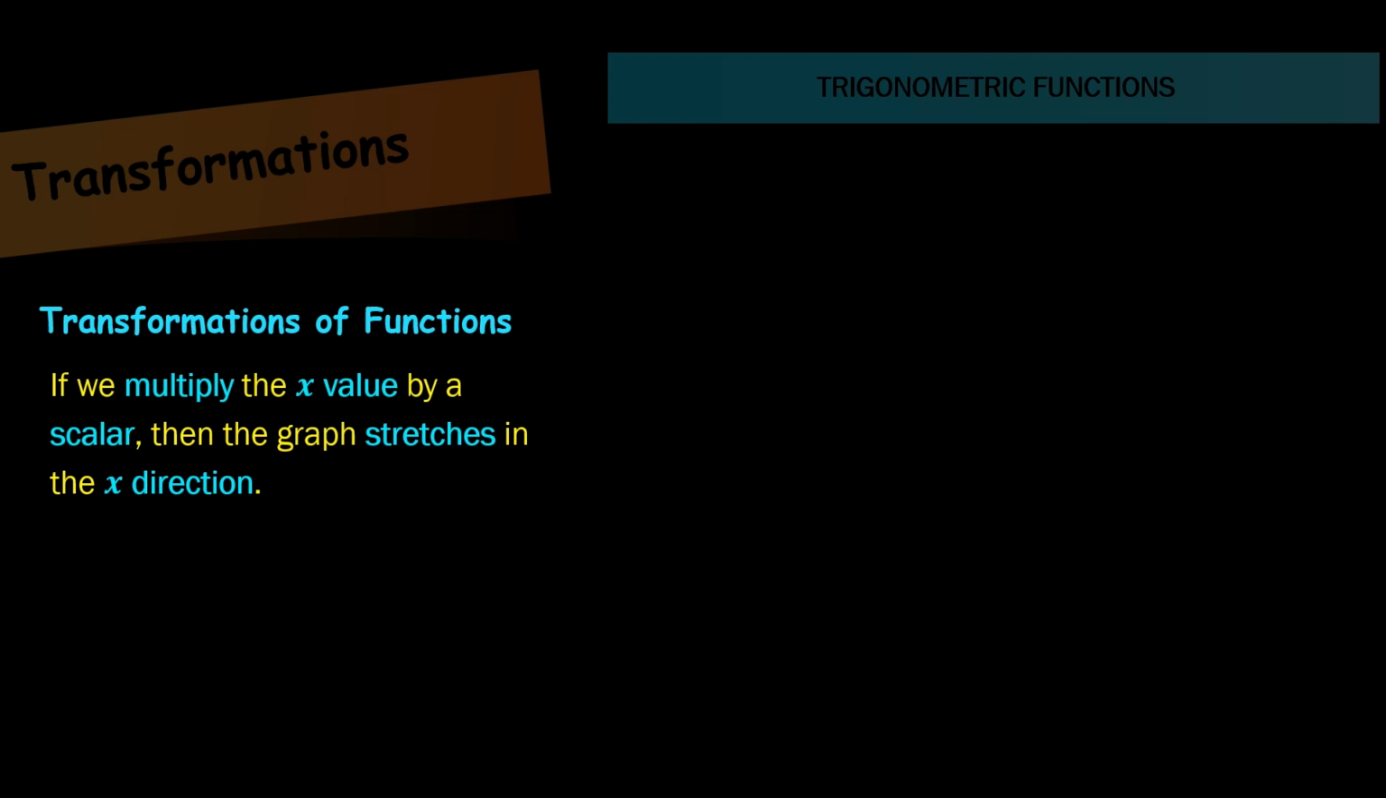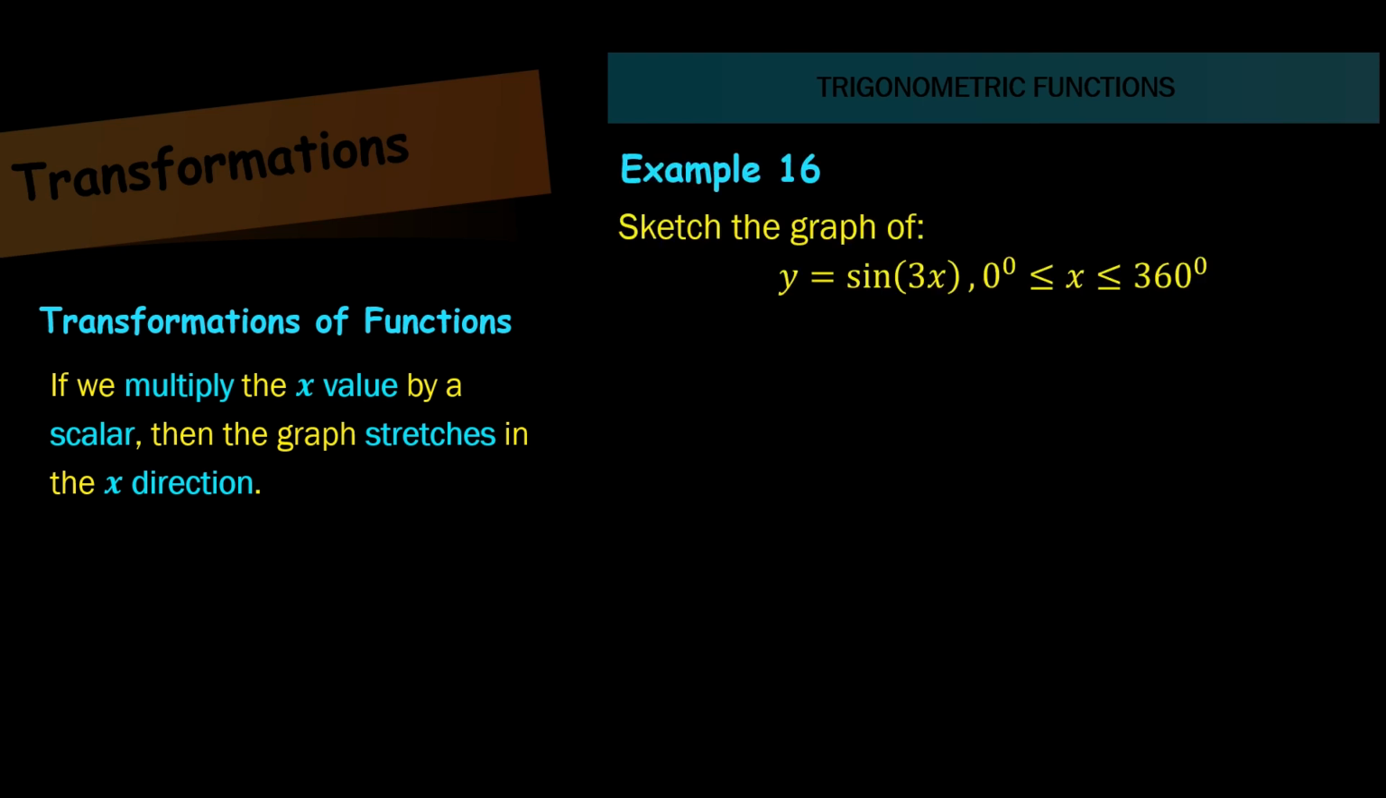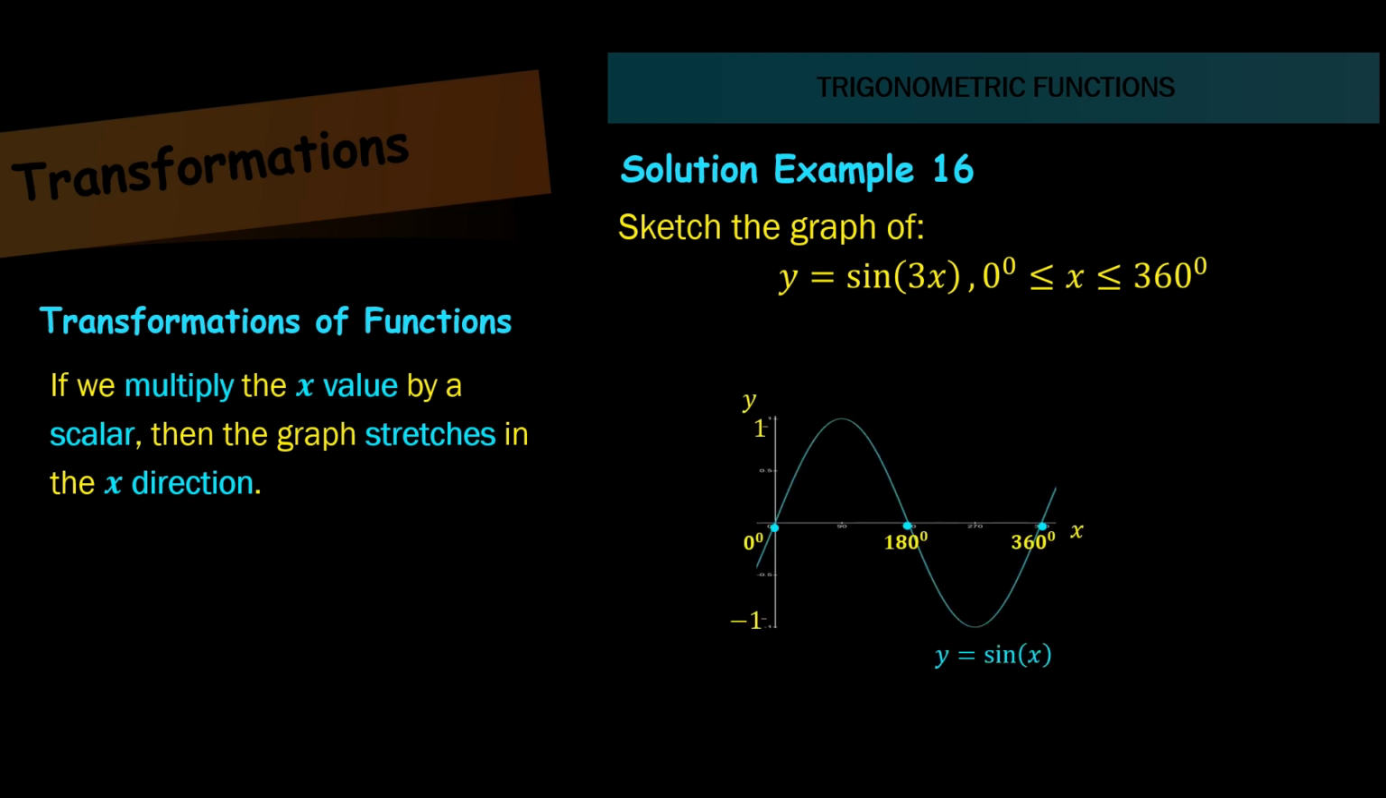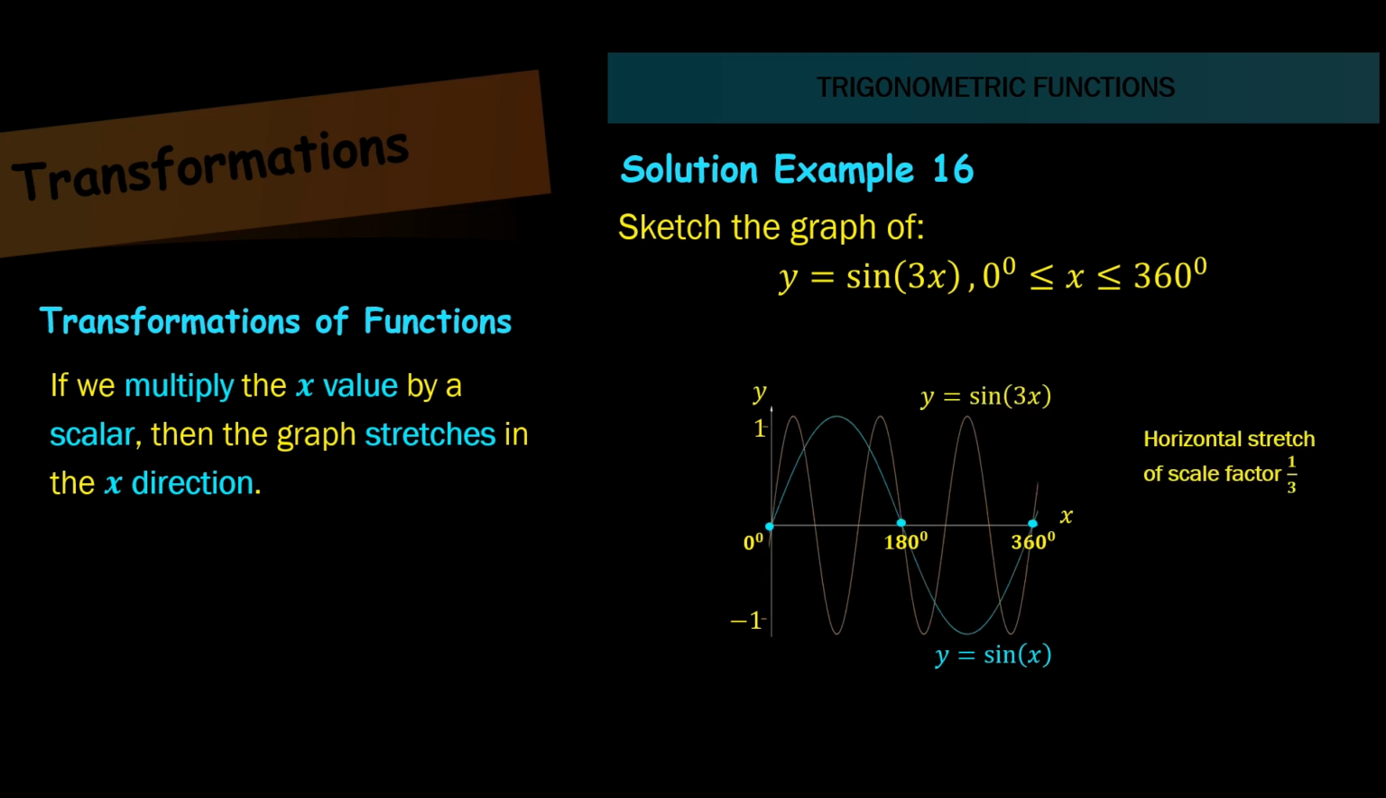Now let's have a go at another example. Pause the video and have a go. Press play when you're ready to view the solution. So let's solve this. We are required to sketch the graph of y equals sin 3x, where x is between 0 and 360 degrees. Here's the graph of y equals sin x. Let's see what happens when we multiply x by 3. In effect, everything is happening to the function sooner, so we're compressing the function. Or alternatively, this is a horizontal stretch of scale factor 1/3, as you can see in the diagram.